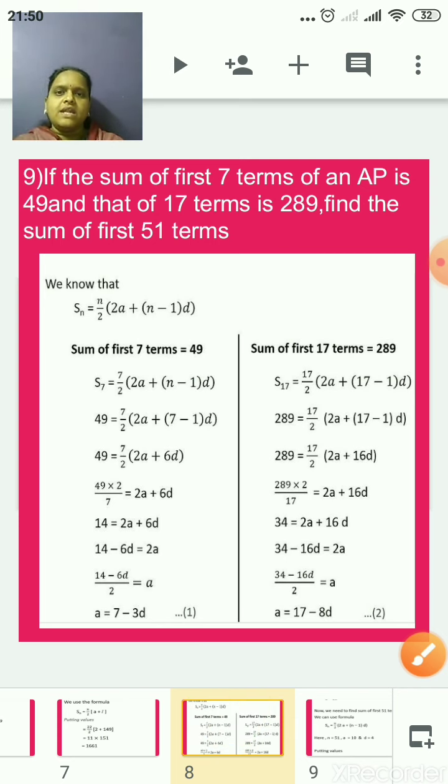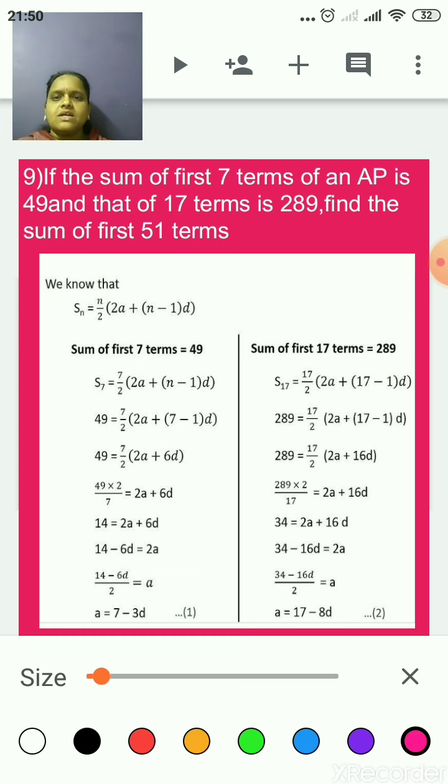Now the next problem: if the sum of the first 7 terms of an AP is 49, and that of the first 17 terms is 289, find the sum of the first 51 terms. So yes, the sum of the first 7 terms. We start with the first given value and substitute in the first formula, that is Sn equal to n by 2 into 2a plus n minus 1 into d. This is a formula. Don't forget to write the formula for each and every sum, whichever you are using.